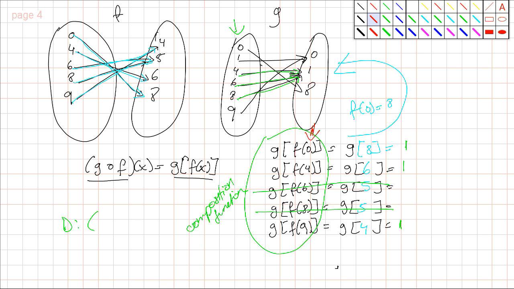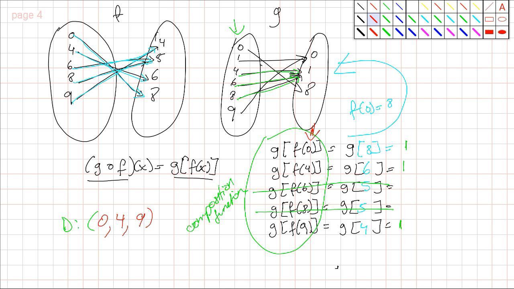So the possible input 0 gave me an output. 4 also gave me an output. 6 and 8 did not give me an output, so they are not part of the domain because the function does not exist at those 2 points. And 9 is also an input.